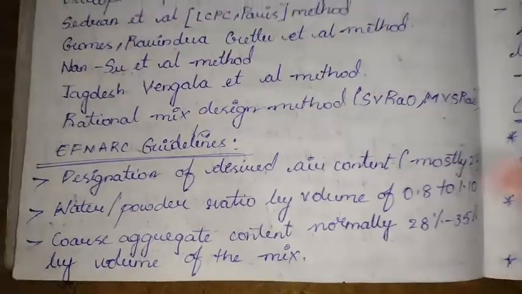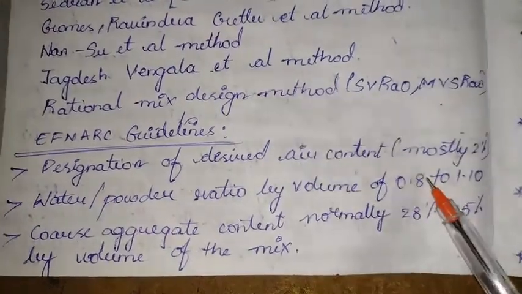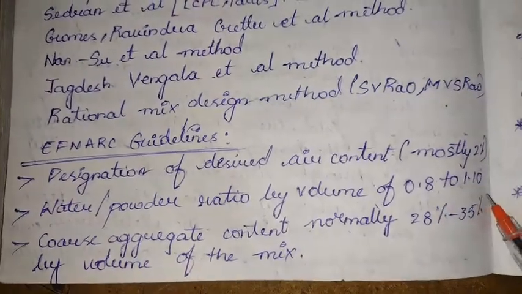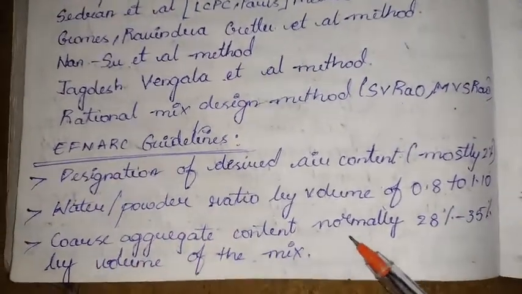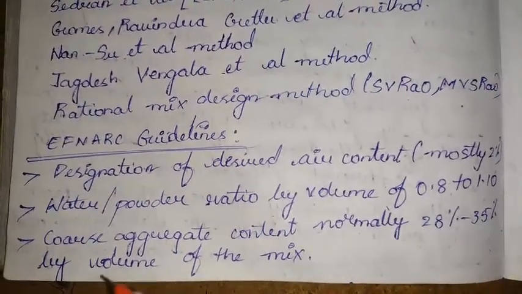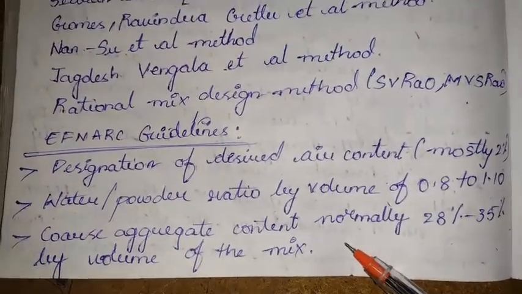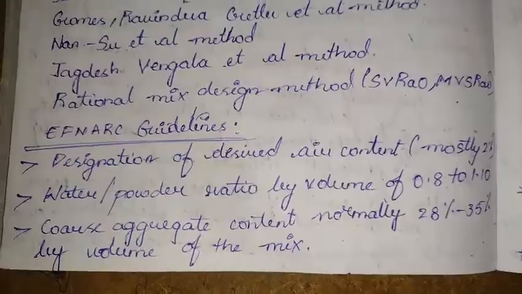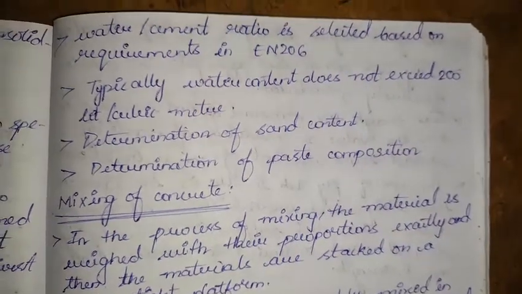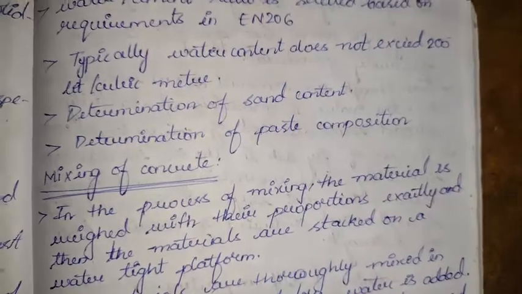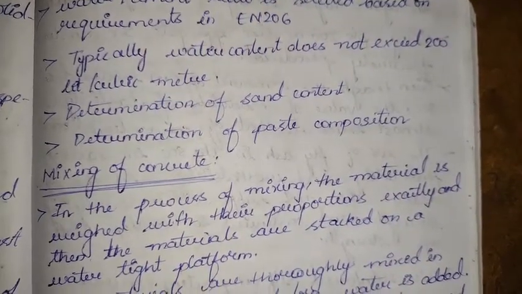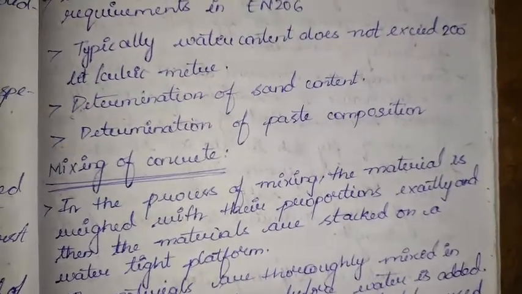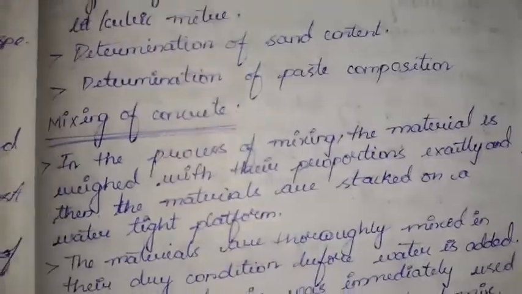Coming to the EFNARC guidelines, designation of desired air content, that is mostly 2%. Water to powder ratio by volume of 0.8 to 1.1. Coarse aggregate content normally 28 to 35% by volume of the mix. So these are the EFNARC guidelines. And we also have other guidelines, such as water cement ratio is selected based on requirements in EN 206. Typically, water content does not exceed 200 liters per cubic meter. Determination of sand content and determination of paste composition has to be done initially.